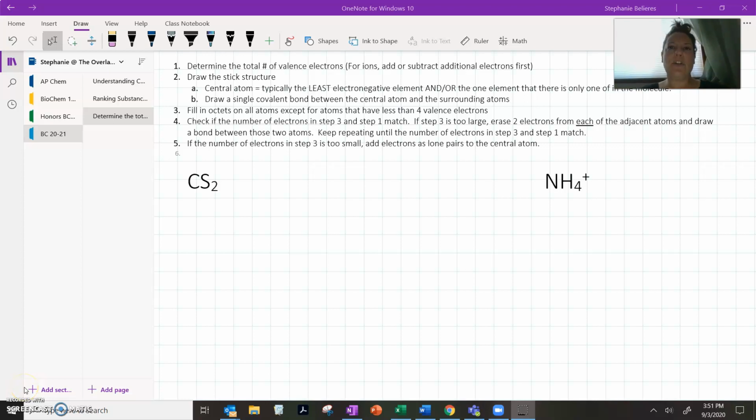Hey guys, I wanted to work some examples that are in your notes with you before you try some practice on your own. I've copied and pasted the steps that are in your notes onto this OneNote document, as well as those practice problems, and I'm going to work those examples for you, and then you have some additional practice problems you can work on your own.